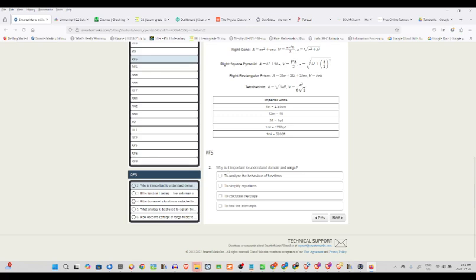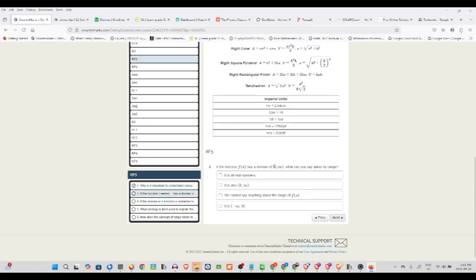Why is it important to understand domain and range? This will help us better analyze the behavior of functions. We know it's going to be contained within these areas. Doesn't necessarily help us simplify. Slope may not even be meaningful for a function with domain and range, or a relation with domain and range. And it doesn't necessarily help us find the intercepts unless the axes are excluded, but that's a special case. This is about analyzing behavior of functions.